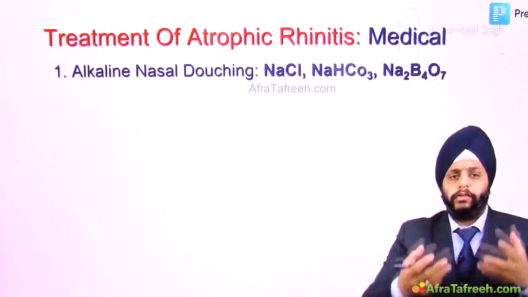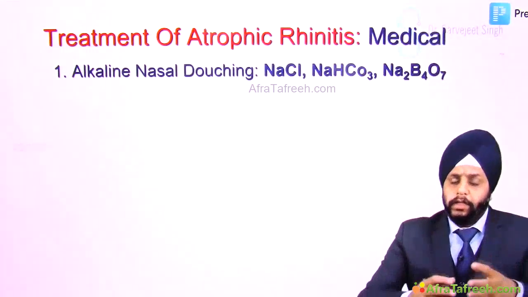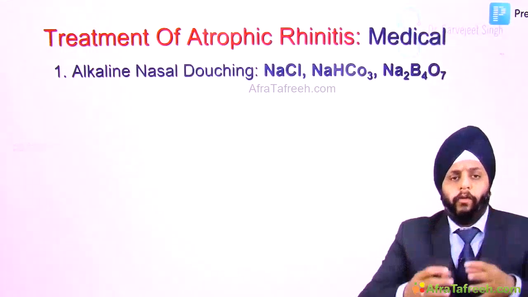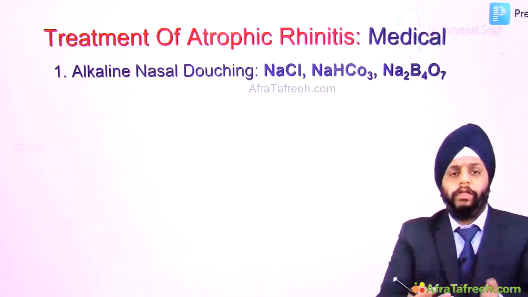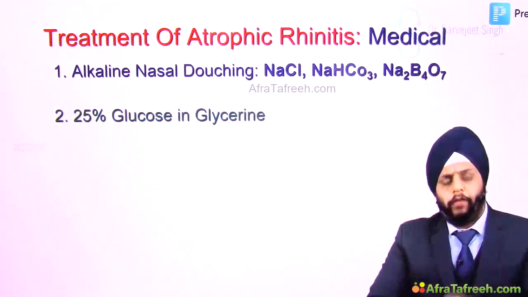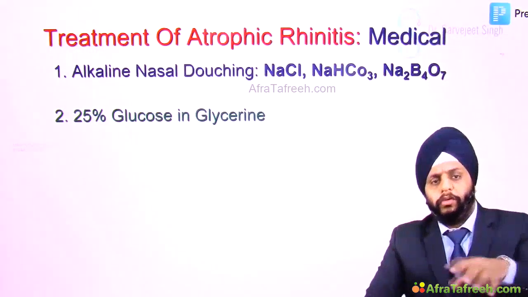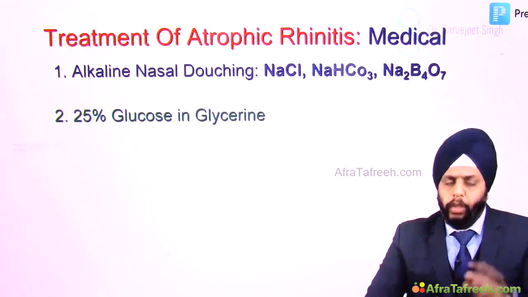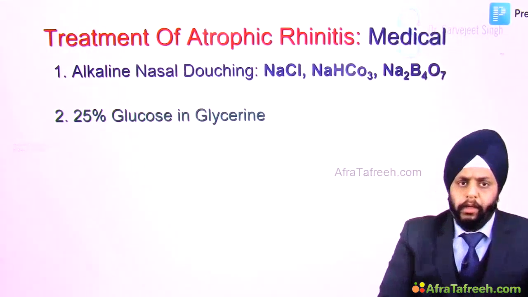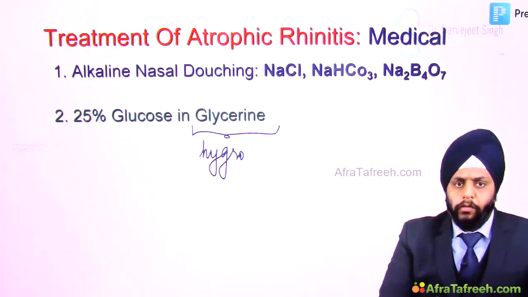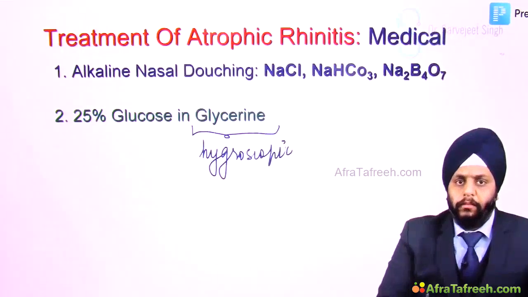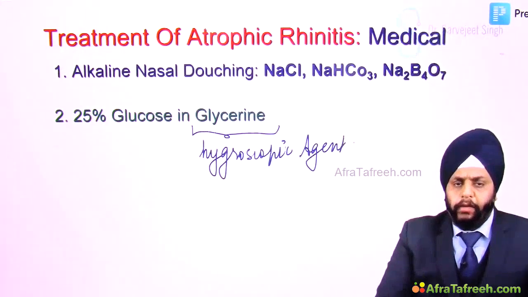What do you want to do next? What is your second aim? You want to prevent the reformation of these crusts. How can you prevent the reformation? You will put in 25% glucose in glycerin. What is the role of glycerin over here? You see, this glycerin over here, this is a hygroscopic agent. So what will this hygroscopic agent do? It will absorb water.